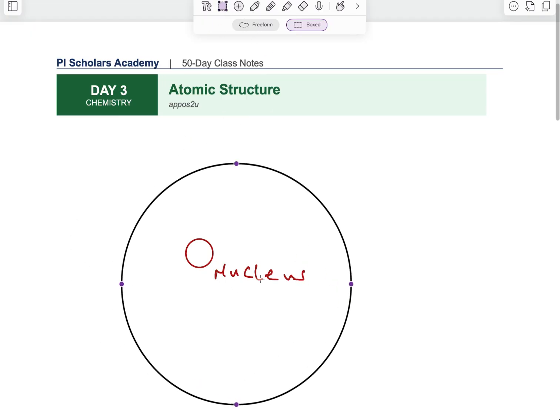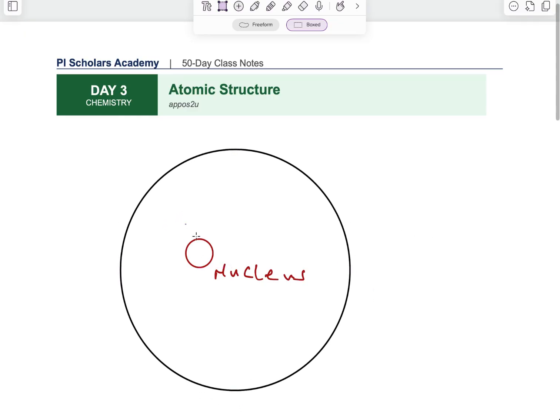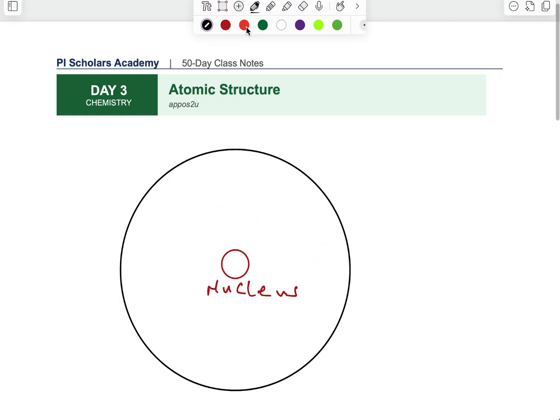Let me put this in. Don't mind my diagram, it might be a little bit funny. So the nucleus is the internal part. Let me place that more at the center. And we have the shell. The shell is the external part.